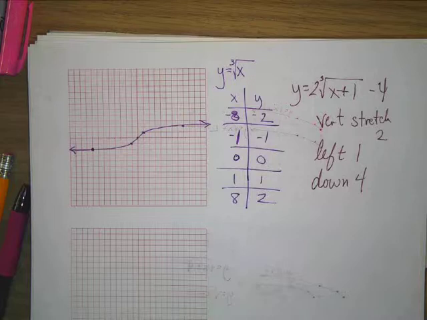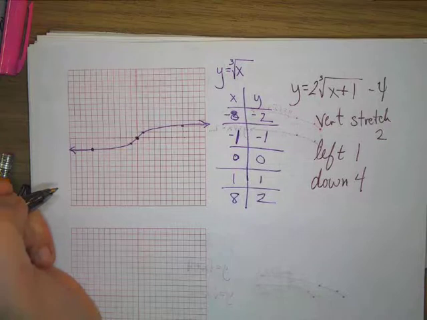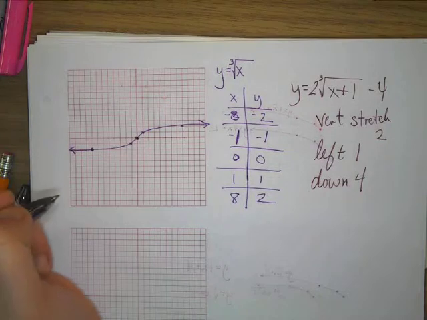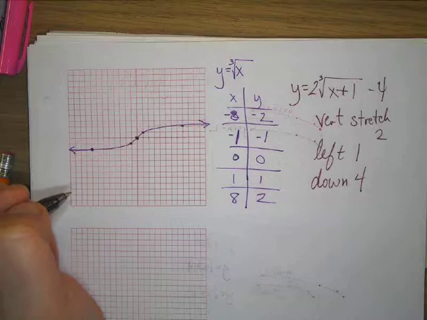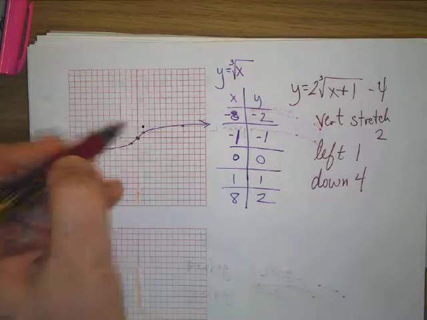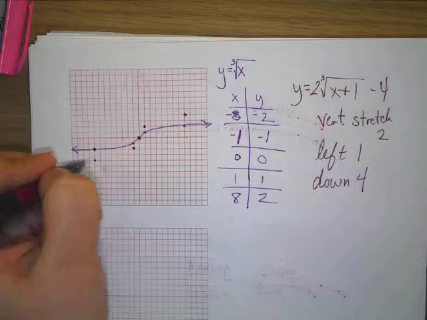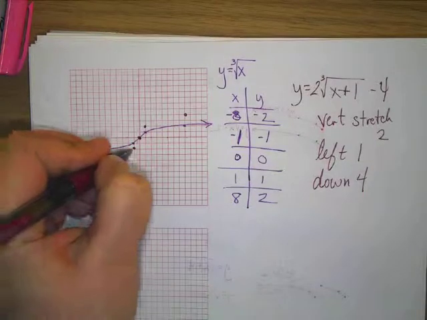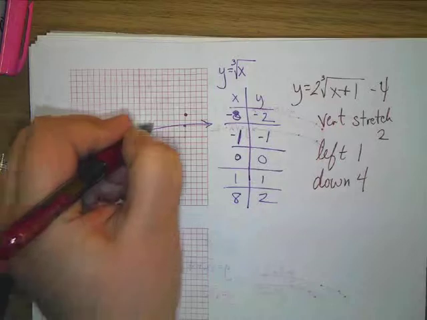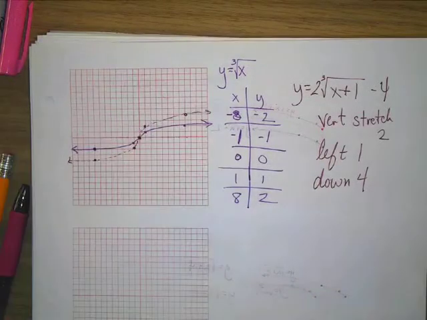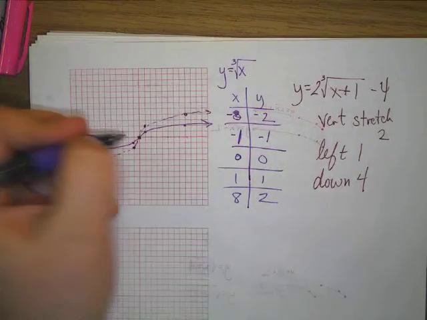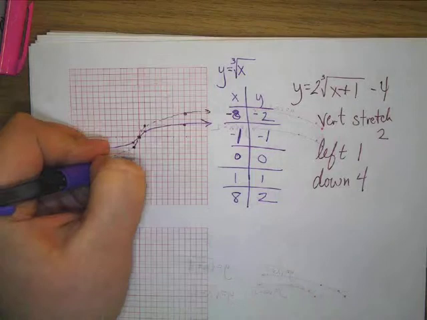So let's do the vertical stretch first. We're going to take all of our y values and multiply them by 2. Nice thing is 0, 0 stays the same. You'd flip it and then multiply by 2. So instead of being at 1, it's going to go up to 2, and instead of being at 2, it's going to go to 4. So this middle part got steeper and looks a little wider. Now can we go left 1 and down 4 at the same time? Yes.